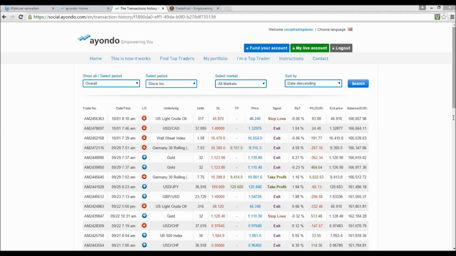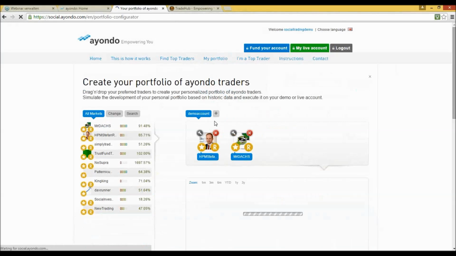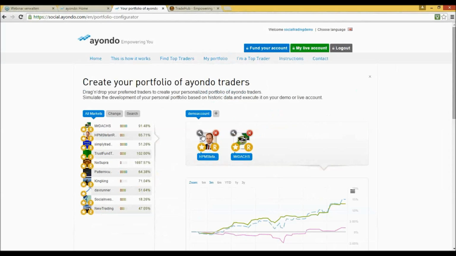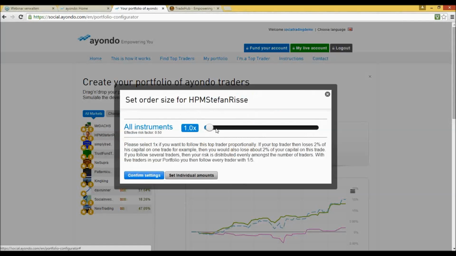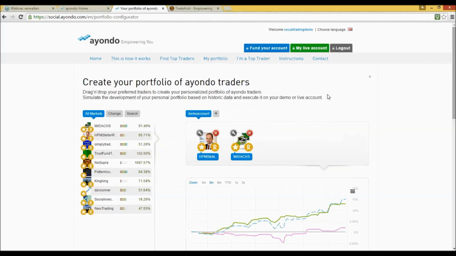If you did want to change the level of risk per trade, the way to do it is what I showed you. Go to my portfolio configurator, click on that spanner, and you can then choose how much you want to risk. Effectively, if you're following only one trader, you're going to be following them one time with the same risk. If you take it down to 0.5, you'll be following them with half the risk. But if you're following more traders, that risk is even smaller. I hope that answers your question there.